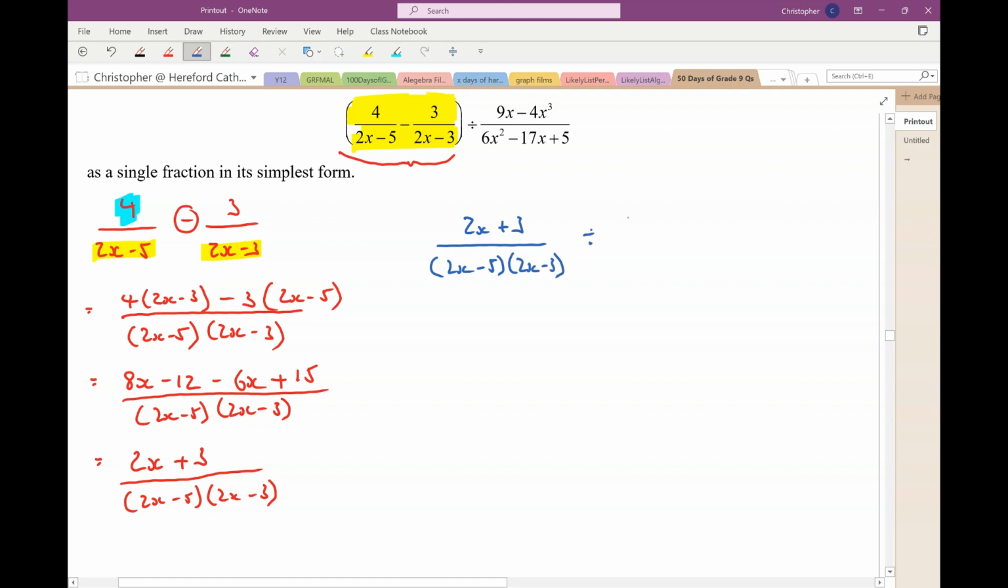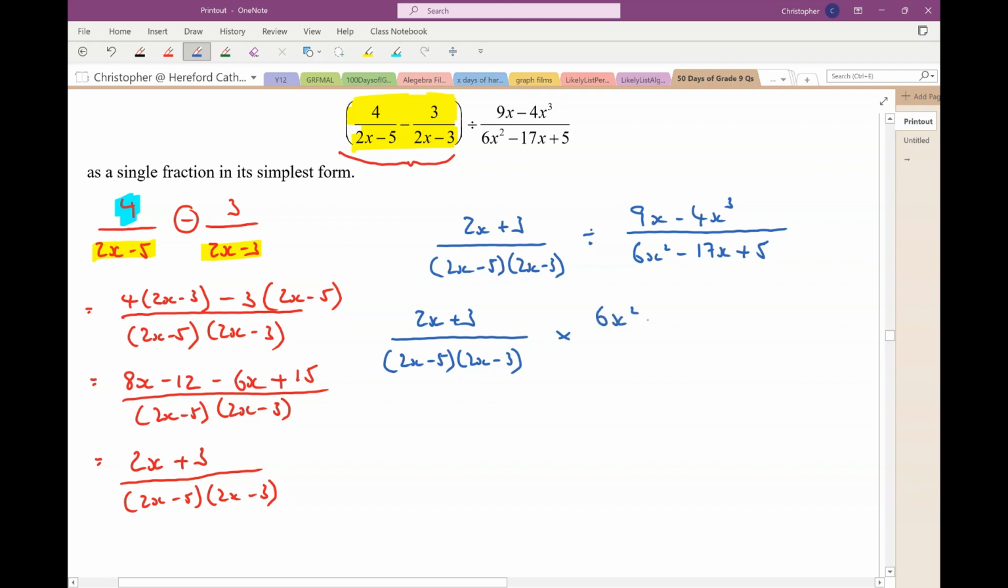I've got to divide it by the second algebraic fraction, which I'm just writing down while I have a think about it. Well, I'm thinking that when I divide by a fraction, I multiply by the inverse, don't I? So the first thing I'm going to do is copy it all down again. And instead of writing divided by, I'm going to multiply by the inverse. I'm going to multiply by 6x squared minus 17x plus 5. That looks like something I could factorize, by the way. Over 9x minus 4x cubed, which again looks like something I could factorize.